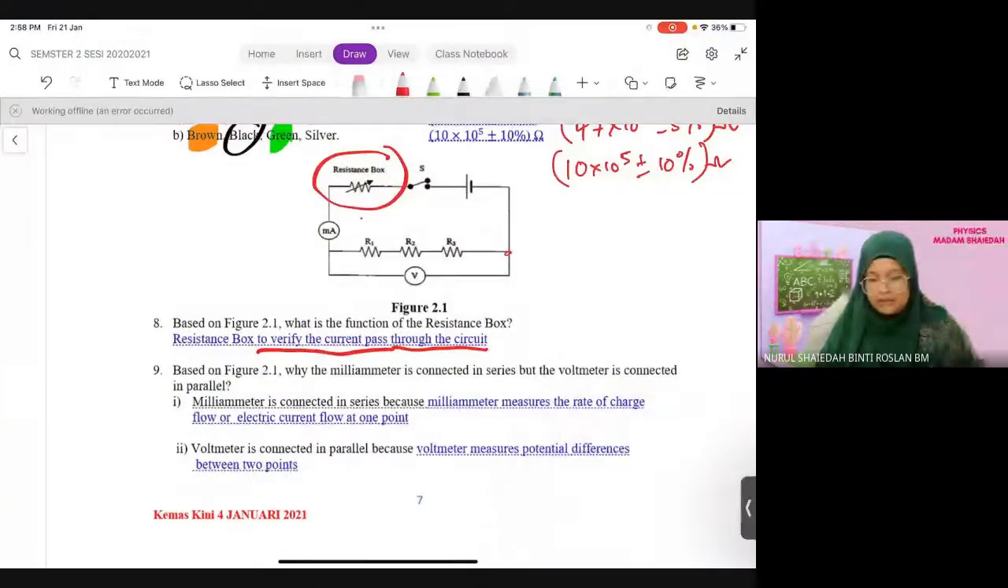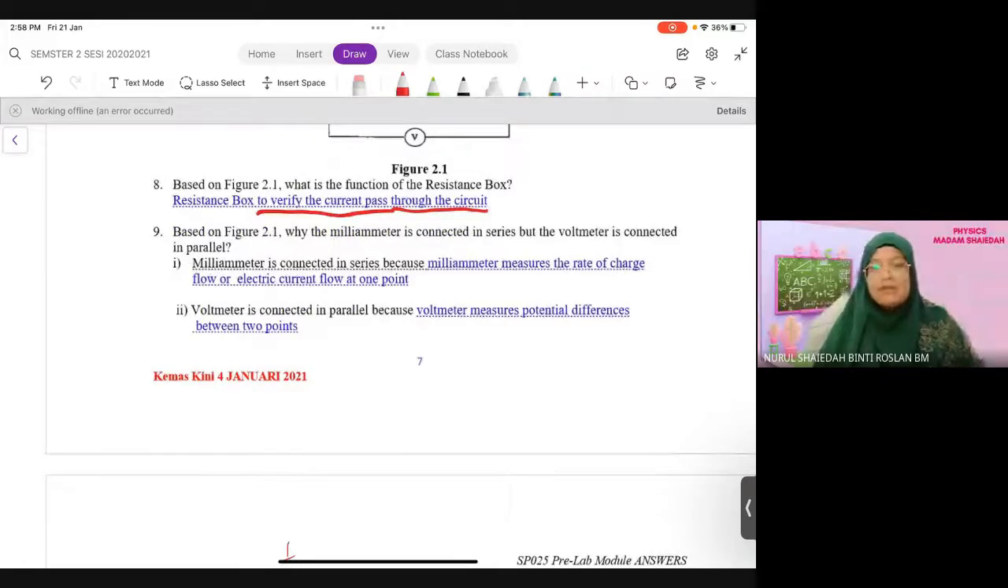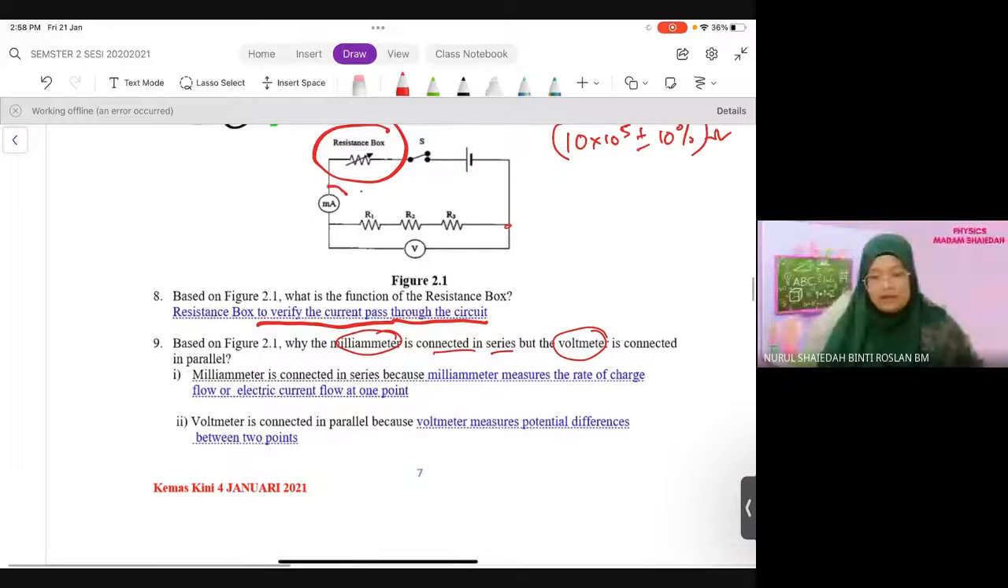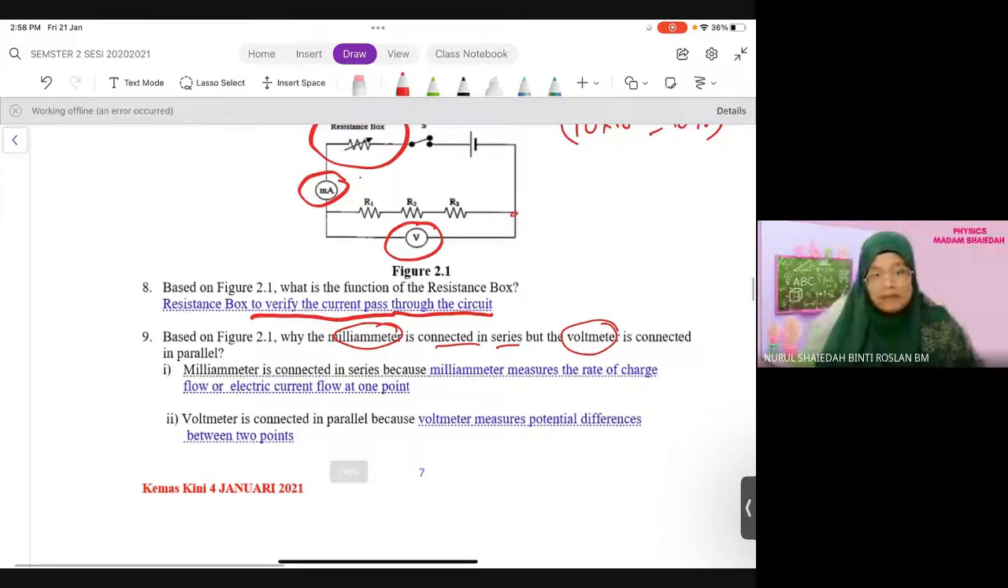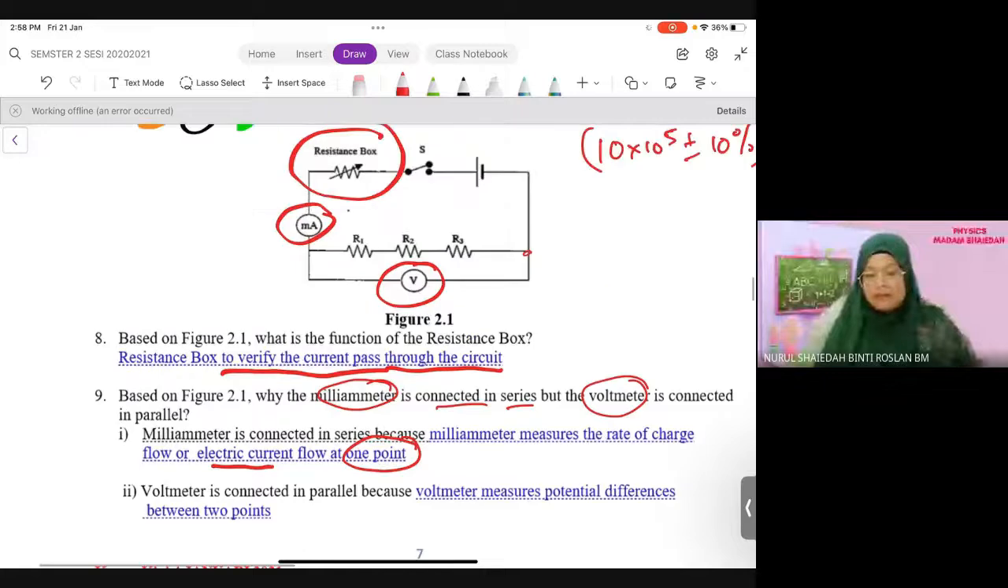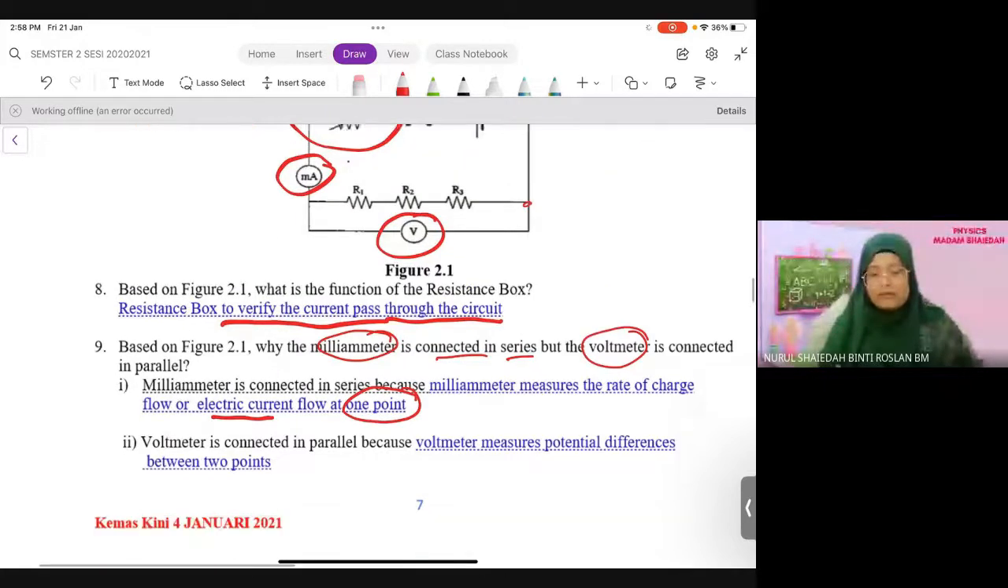Okay, so seterusnya number 9. Based on figure 2.1, why is the milliammeter connected in series but the voltmeter is connected in parallel? Okay, kalau awak tengok ni, milliammeter ni connected secara series tapi voltmeter ni connected secara parallel. Milliammeter is connected in series because it measures the rate of charge flow, the electric current flow, at one point. So milliammeter ni dia only read from one point saja, satu point.